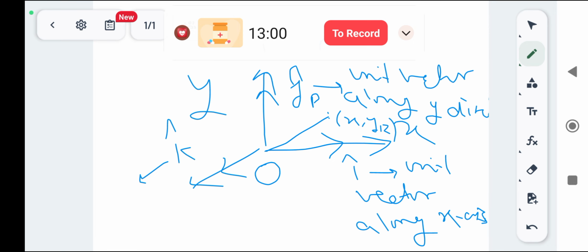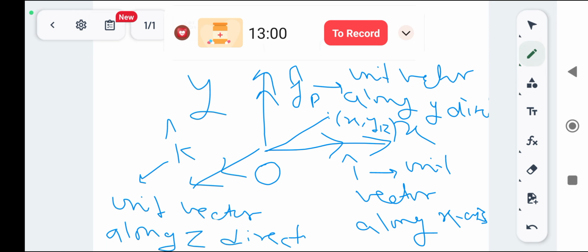X, Y, and Z. Here k is the unit vector along the Z direction. Write down this.